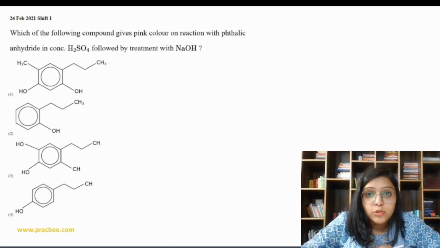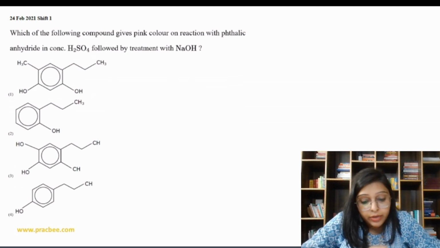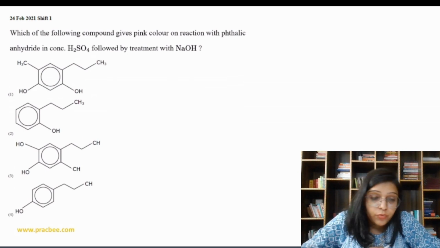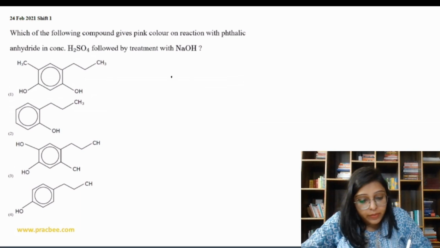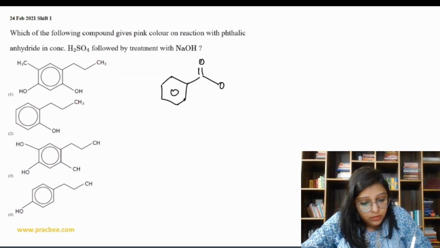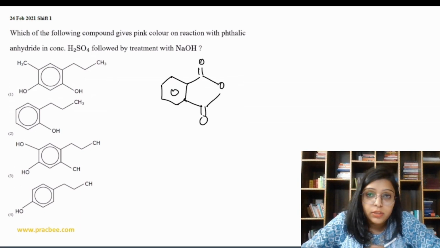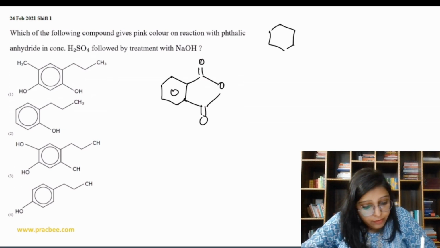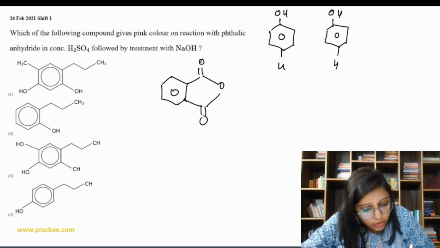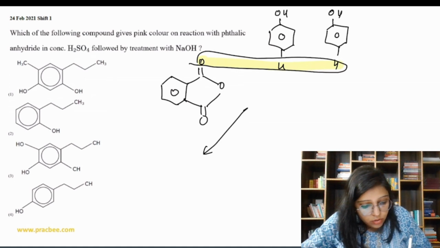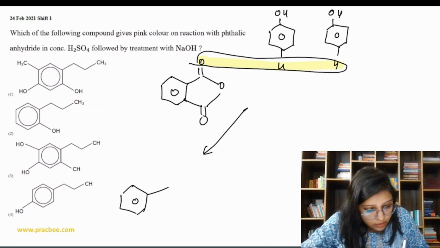Which of the following compounds gives pink color on reaction with phthalic anhydride in concentrated H2SO4 followed by treatment with NaOH? So beta, phthalic anhydride is this. Okay, this is phthalic anhydride. Now it gives pink color. So if we have phenol, or some derivative of phenol. So here we have H and here we have H. So what we are going to do, just remove water. Okay? Just remove water. So when you remove water, you get this.